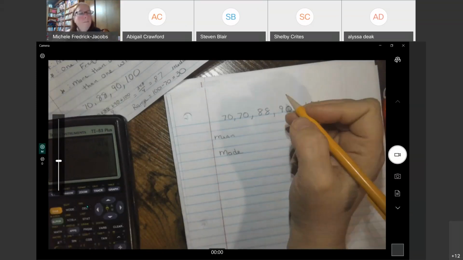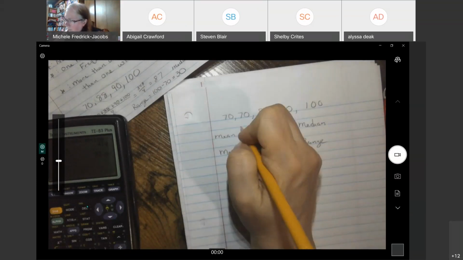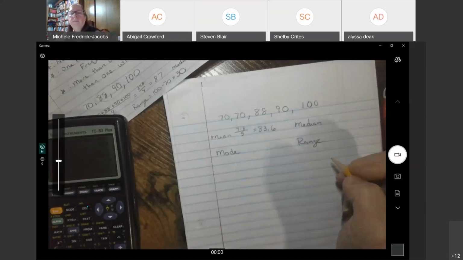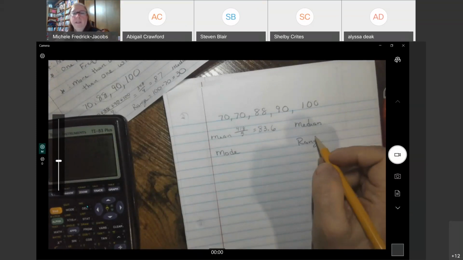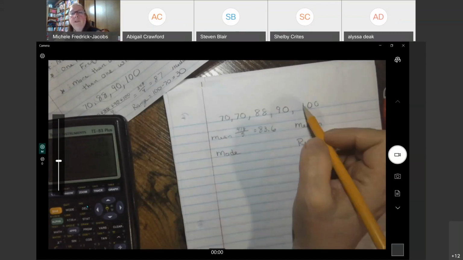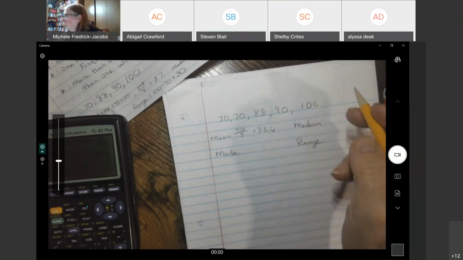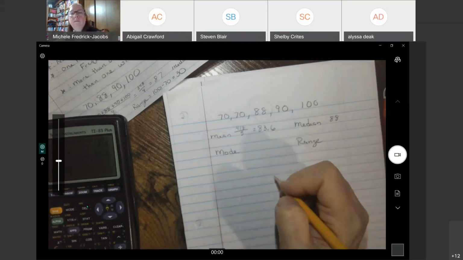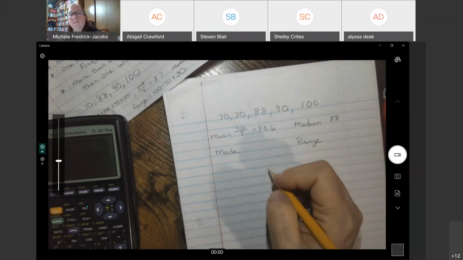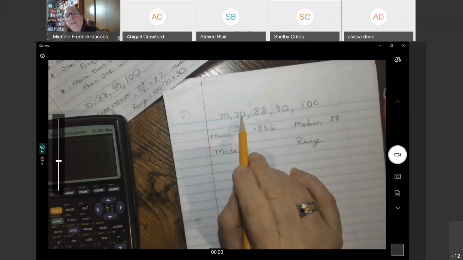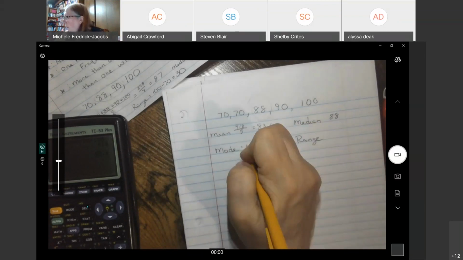For the mean, when you add it up, you get 418, and now there's 5 of them, so it's 83.6. Median is the middle value. There's an odd number of them, so the one in the middle is the 88. Mode, most often, there is one that repeats, the 70 repeats, so it would be 70.